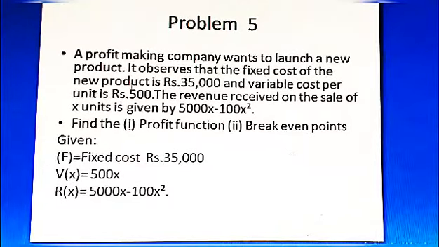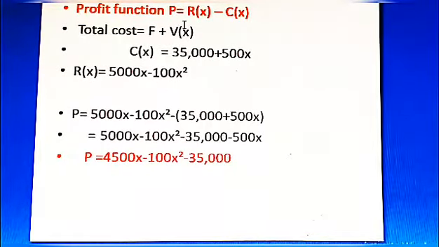Problem number 5. Fixed cost is given, variable cost is given. Fixed cost is 35,000, variable cost V of x is 500x. Total revenue is also given, R of x is 5000x minus 100x square. The question is find the profit function and break-even points. So profit function, the formula is P is equal to R of x minus C of x. So first we'll find the total cost. Fixed cost is 35,000 plus the variable cost is 500x.